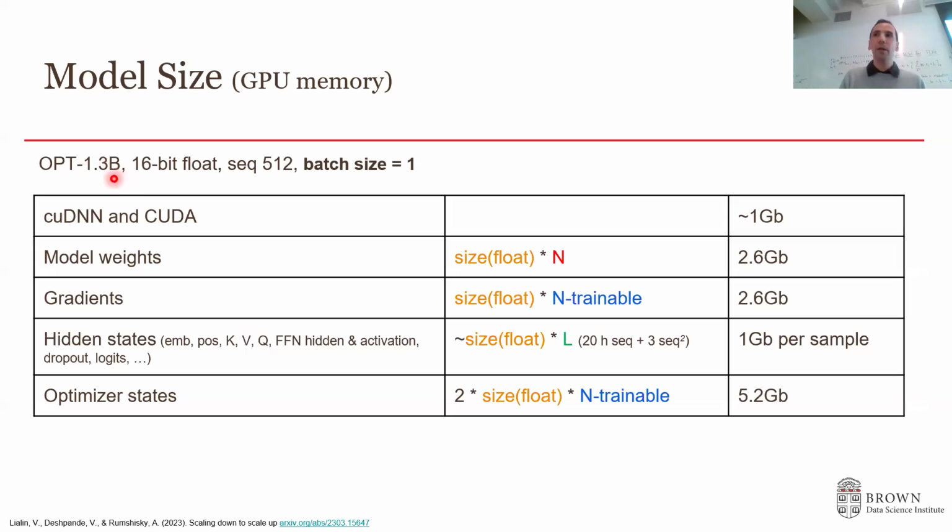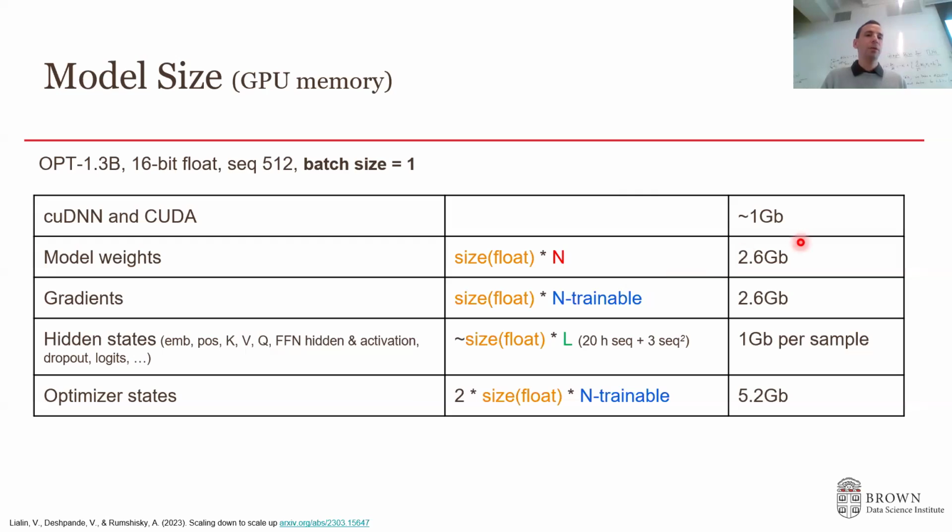Right. So let's say that we have 1.3 billion model parameters. That means we have 1.3 billion parameters. All those parameters are stored in a 16-bit float, and our sequence length is 512. So let's see what's going to be the estimated size of that model. And I'm emphasizing that it's an estimation. It's like a back of the envelope calculation. It's not exact, but it's enough to understand what we are facing here.